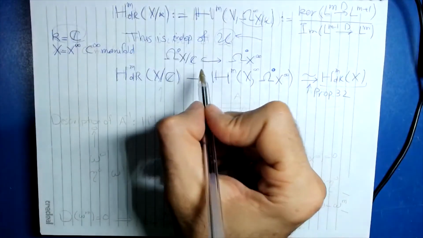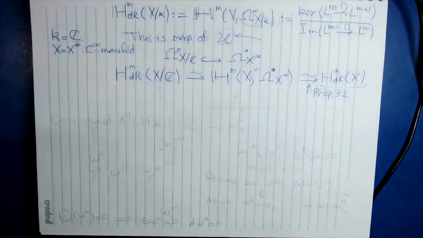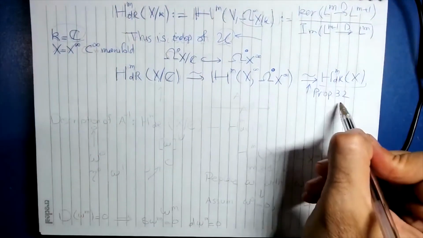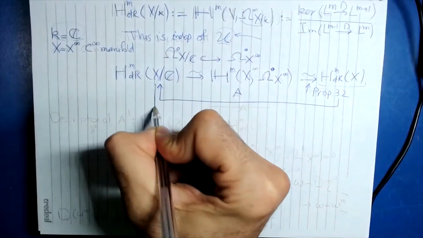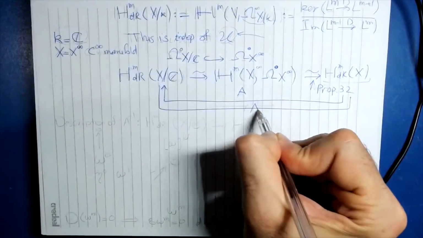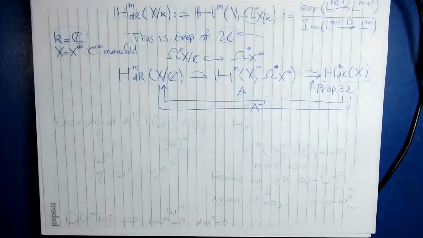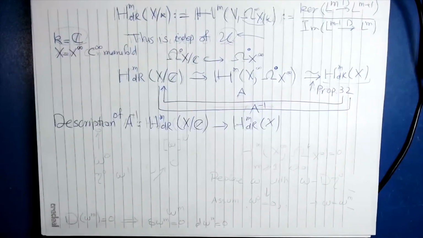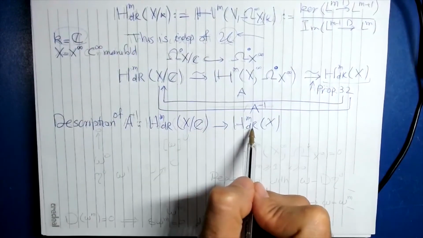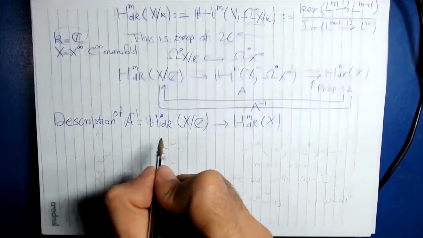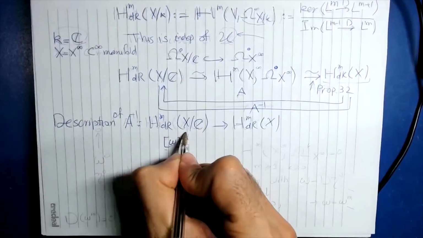Actually, what I want to explain is that since this is also an isomorphism, we have this canonical map A from here, and its inverse from algebraic de Rham cohomology to usual cohomology. And I would like to make the description of these two maps. First, I would like to describe the map R^{-1} from the algebraic de Rham cohomology to usual de Rham cohomology. So I will take a representative of an element here.